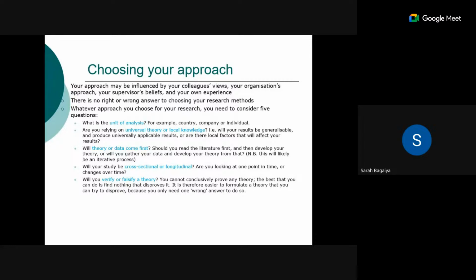Then, will theory or data come first? So should you read the literature first and then develop your theory, or will you gather your data and develop your theory from that?